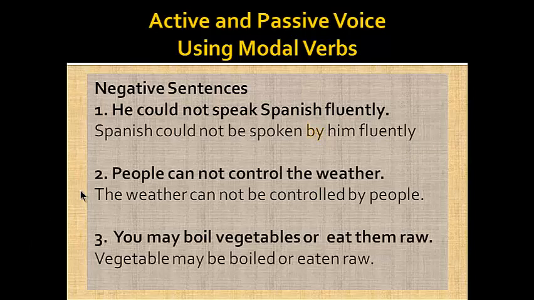The next example is, people cannot control the weather. The weather cannot be controlled by people. The third example, you may boil vegetables or eat them raw. Actually, there are two verbs. If you look at this, we have boil, the main verb, and here another verb that is eat. So both of them have to be changed into past participle forms. Look at this sentence now. Vegetables may be boiled or eaten raw.